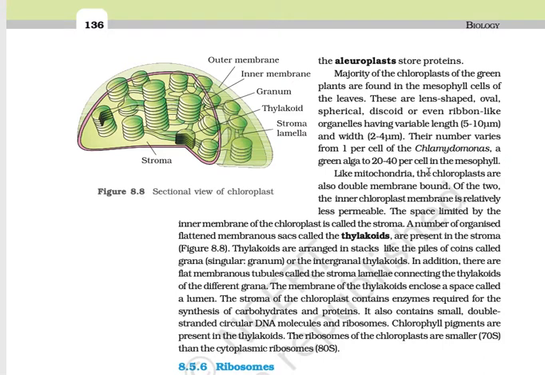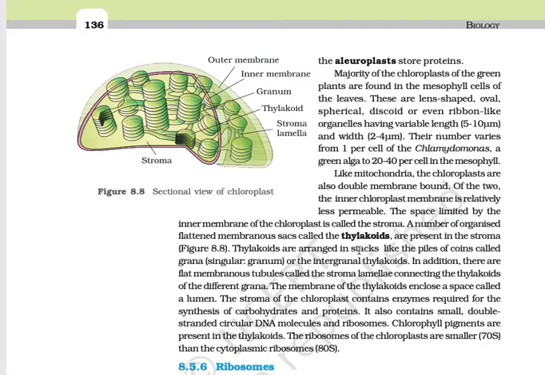Like mitochondria, the chloroplasts are also double membrane bound. Of the two, the inner chloroplast membrane is relatively less permeable. The space limited by the inner membrane of the chloroplast is called the stroma. A number of organized flattened membranous sacs called the thylakoids are present in the stroma, figure 8.8.